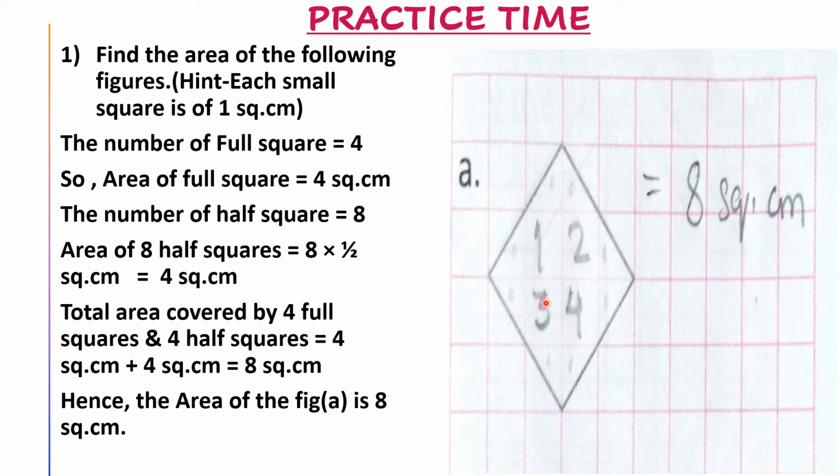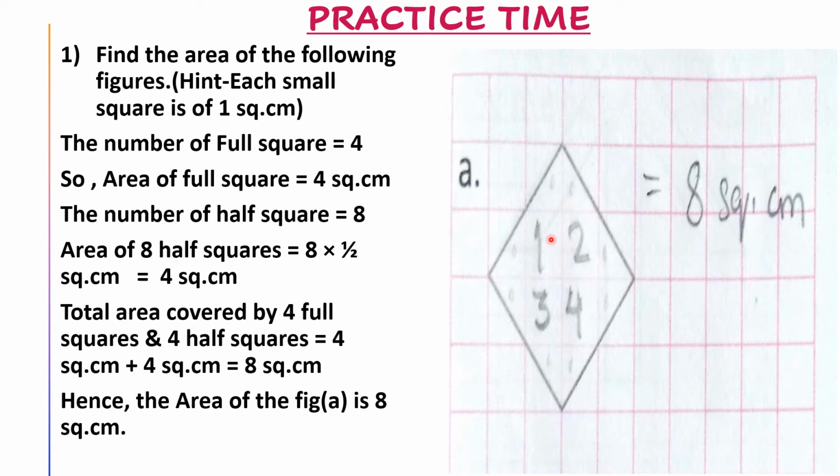1, 2, 3 and 4. Hence the number of full squares of this figure is 4. As each small square is of area 1 square cm, the area of the full squares is equal to 4 square cm. Now count the number of half squares occupied in this figure.